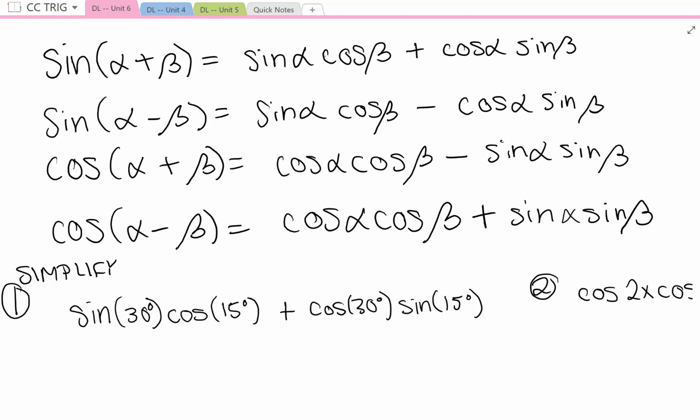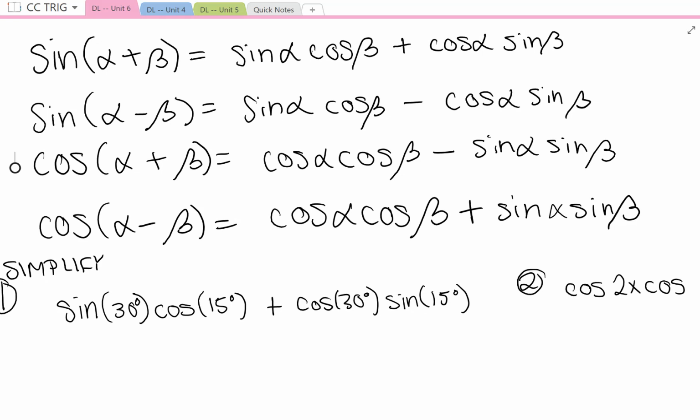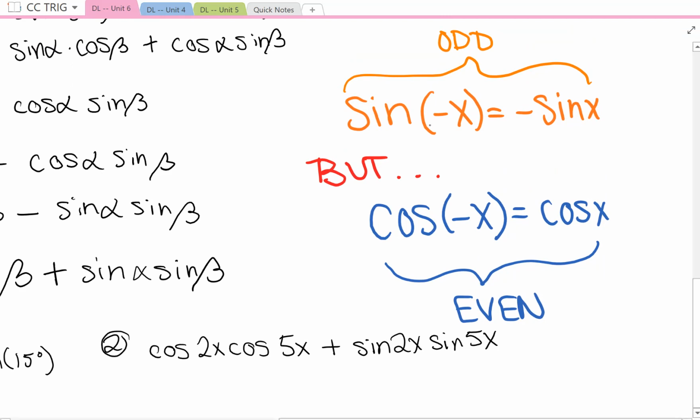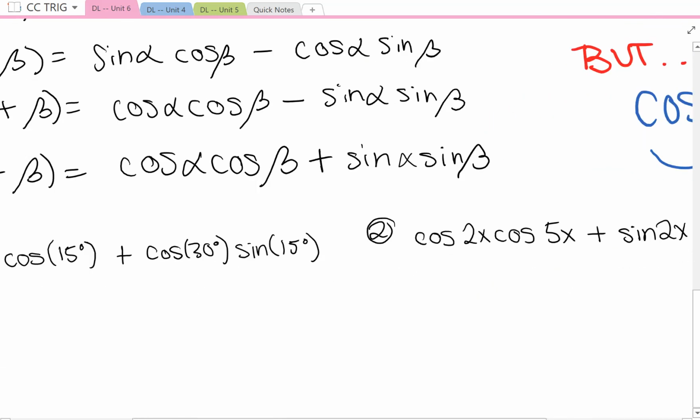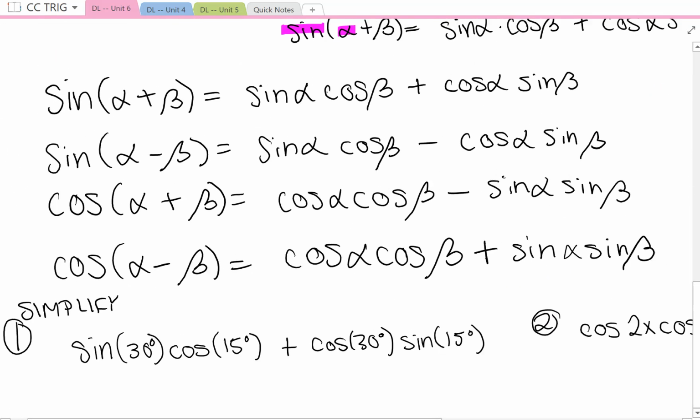So here are my formulas, the sum and difference identities for sine and cosine. There are also some for tangent, but we're not focusing on tangent for this video. It's also important to remember that sine of a negative input is equal to negative sine of that input, and that cosine of a negative input is equal to cosine of just that input being positive. That's a definition of odd and even functions right there. So we're going to do two examples, just simplifying as much as possible.